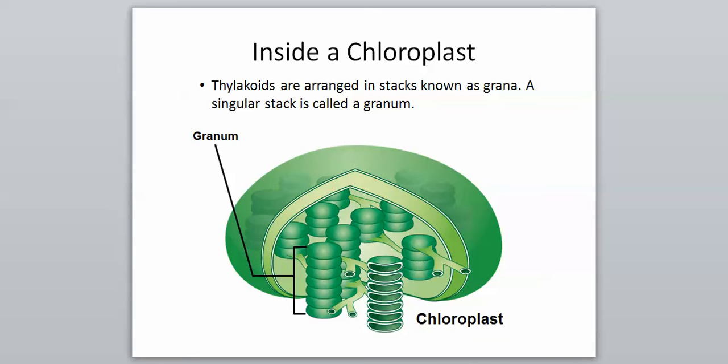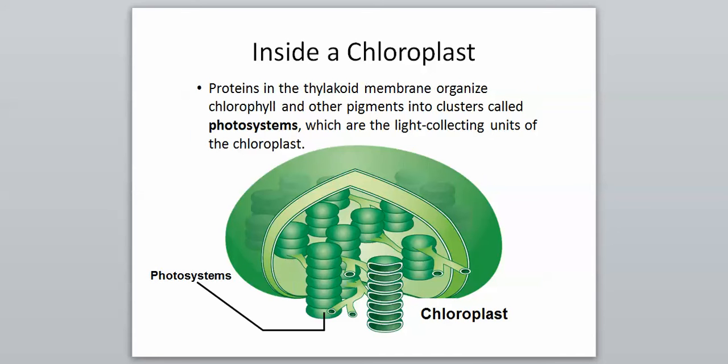So thylakoids are arranged in stacks known as grana, and a singular stack is called a granum. This one stack here of thylakoids is what's going to make up a granum, and all of these stacks inside of here are what are called grana. So we have thylakoid, and then we have granum or grana.